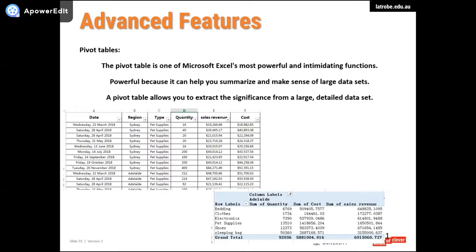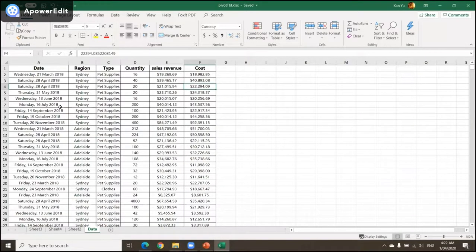So in this spreadsheet, there's a lot of information. It's about a company that has different branches in different cities, and they have different types of products, and what the sales information is through the whole year, and how much they sell each time, and what the sales revenue and the costs are. So how can I know, for each city and for each month, what their costs are? How can I get this immediately? So this can be done by a pivot table.